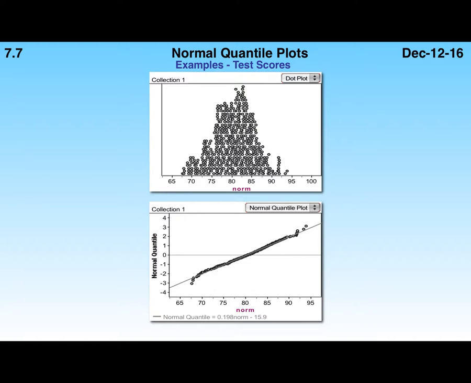You just have to use your best judgment. Does the line look straight? Does the data look straight? Yes, it does. Therefore, we believe that the distribution is normal.